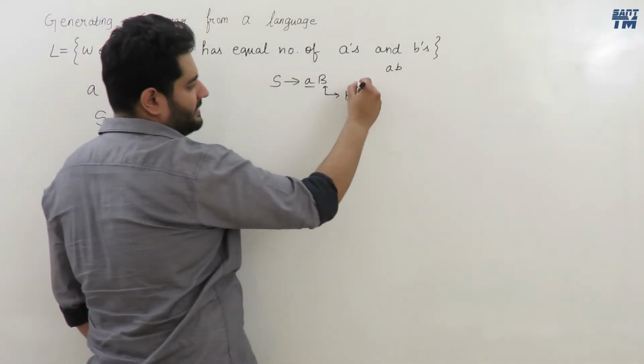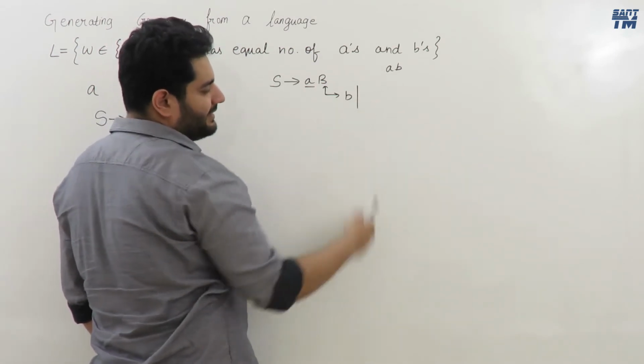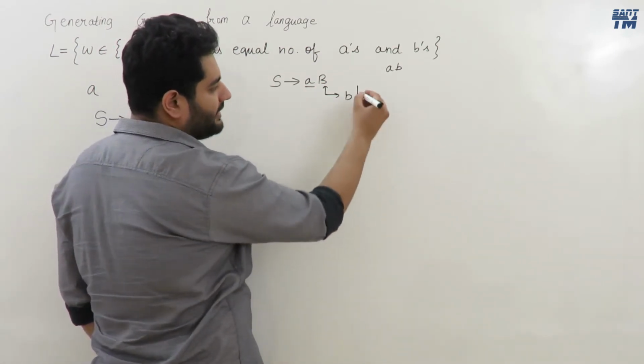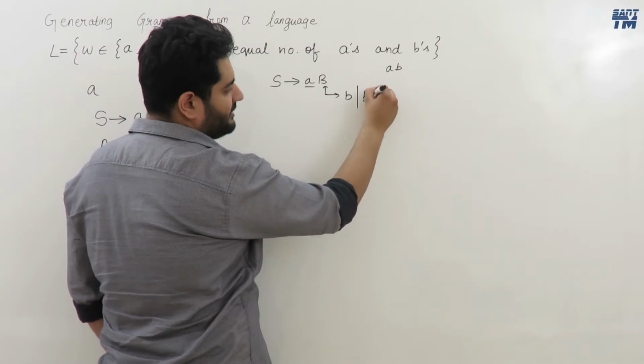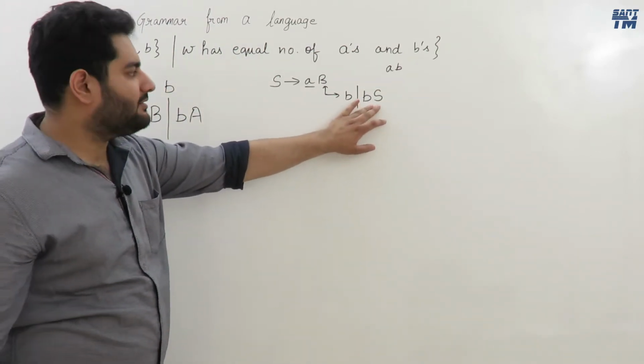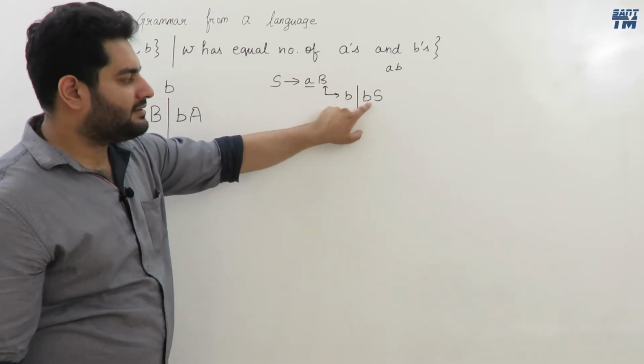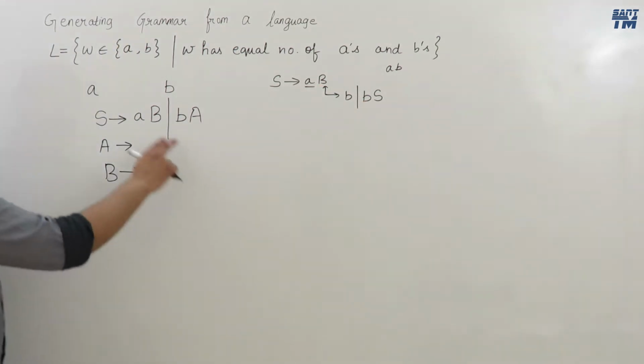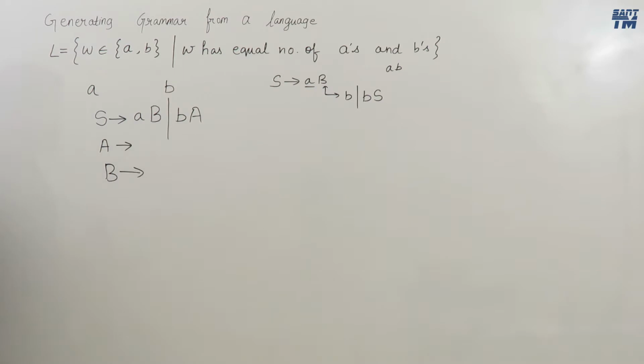Or you have option that you can increase the number of B's. How you can increase the number of B's? From this production BS, you can substitute as many number of B's you want. Replace B with BS, again replace this S with AB or BA, any production you like.